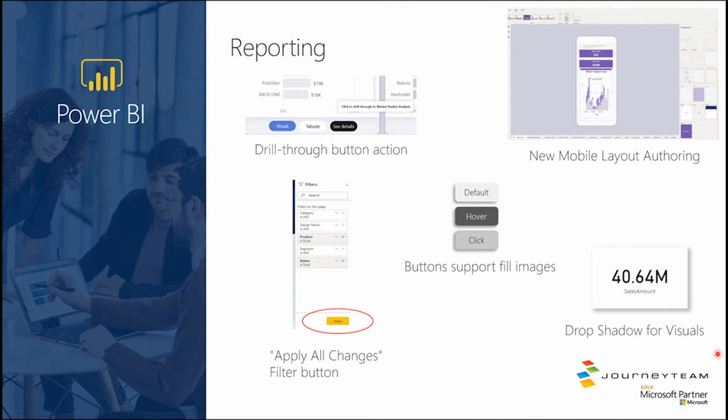And then in our more visual features, we have buttons that support fill images in different states. That'll allow the user to change the image on a button, but specifically for the default, hover, or click states. Additionally, we have drop shadows now supported in visuals. This will add to your UX and give you more complex visuals within Power BI.